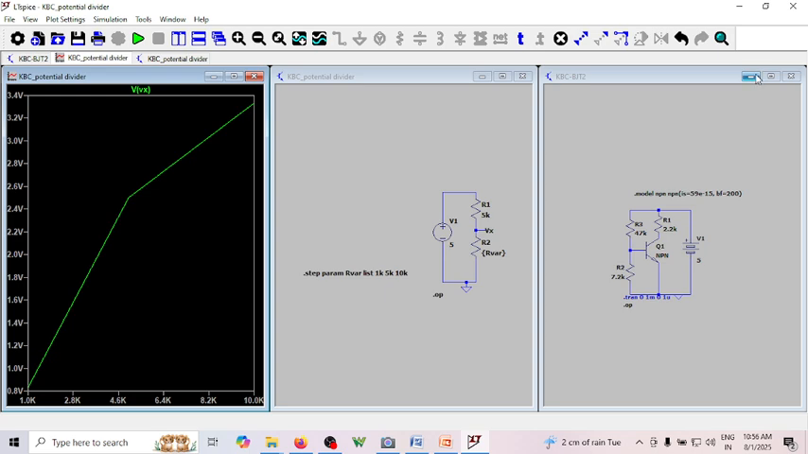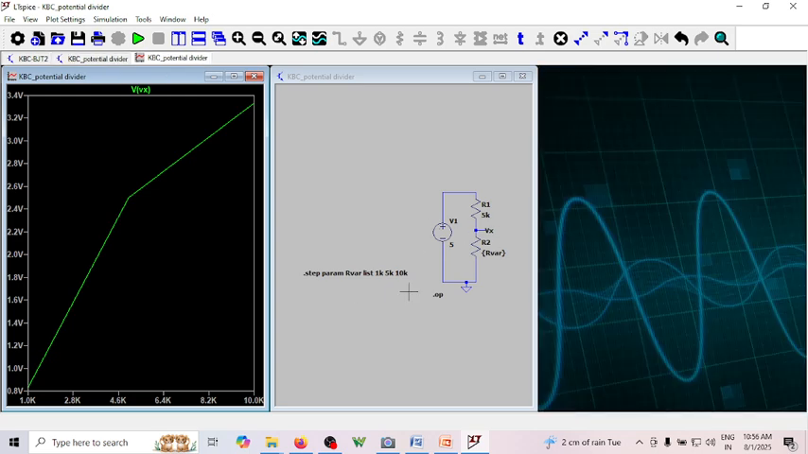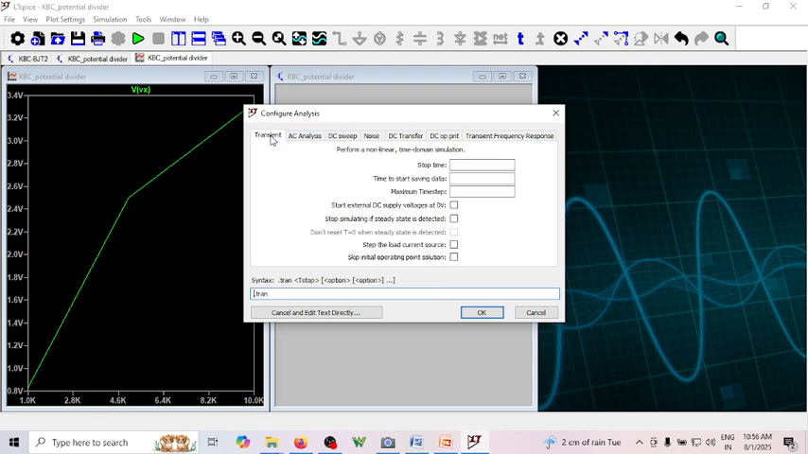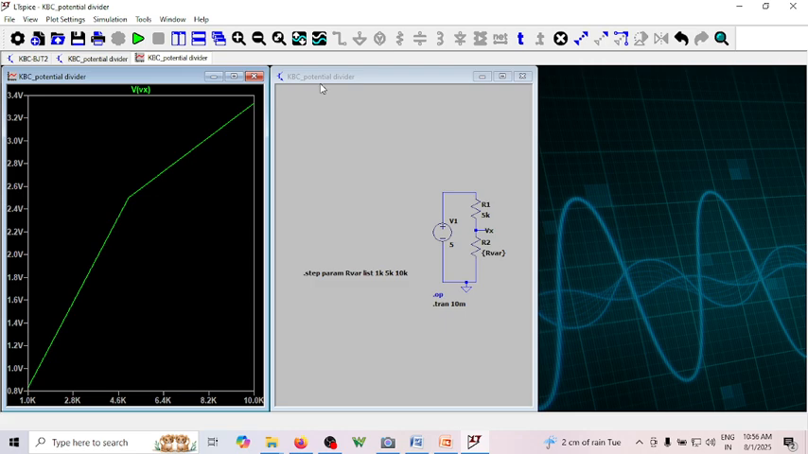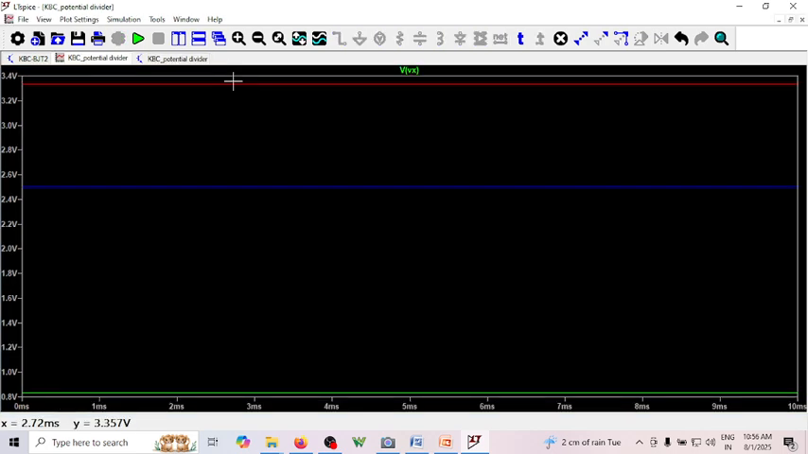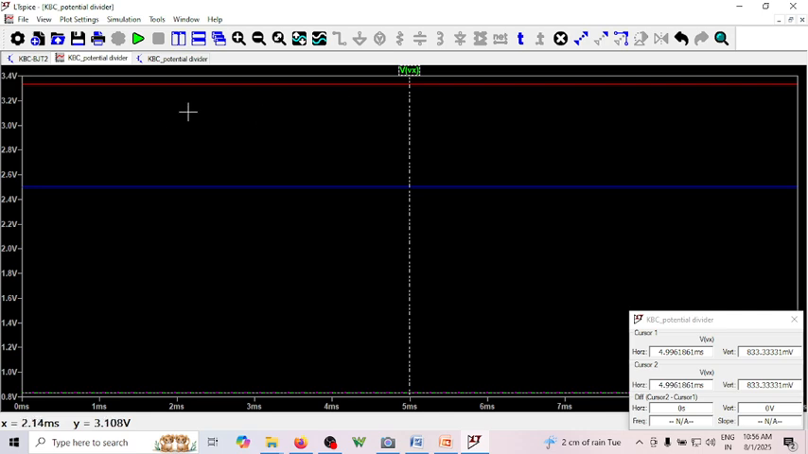Okay, let me just do dot run. The moment I do dot run, it will ask for some time. Let me give it some 10 milliseconds. Now run. When I run, can you see here? The first value is actually listing different values of Vx. Can you see the first value is 833 millivolt.